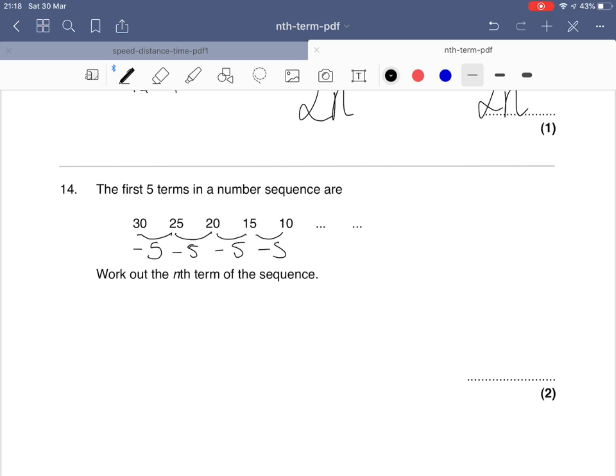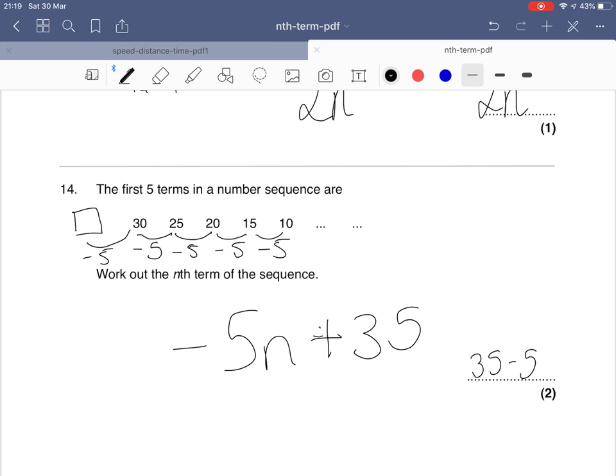Take away 5, take away 5, so we know it's going to be minus 5n. If we go back one, to the zeroth term, take away 5 is 30, so we know that's going to be plus 35. Again, you can write it as 35 take away 5n. It doesn't matter which way you write that, either one is correct.